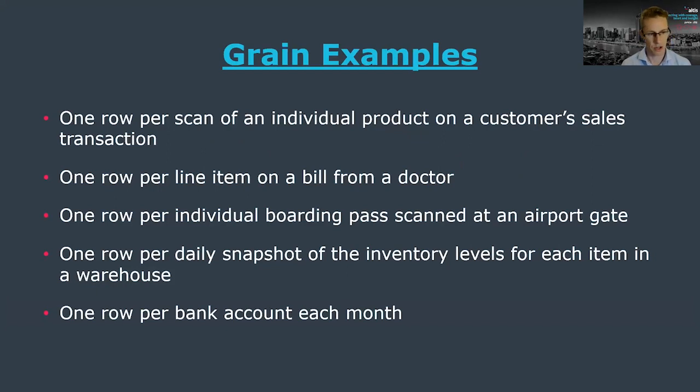And when it comes to describing grain, it typically takes this form of 1 row per X per Y. So 1 row per line item on a bill from a doctor, 1 row per daily snapshot of the inventory levels for each item in a warehouse, et cetera, et cetera.